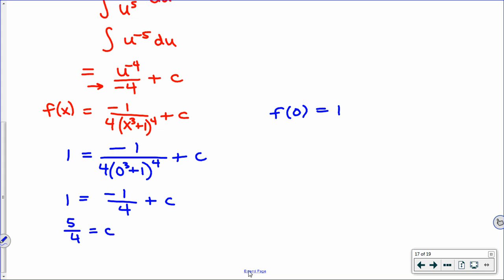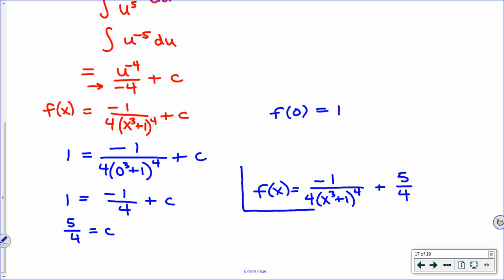Now I'm ready to write my final answer, which is the function f of x, which equals negative 1 over 4 times x cubed plus 1 to the 4th power, and then the whole thing plus 5/4. And you could go one step further to try to get a common denominator and add these two fractions together, but the mark scheme does accept this as a correct final answer. And that is all.